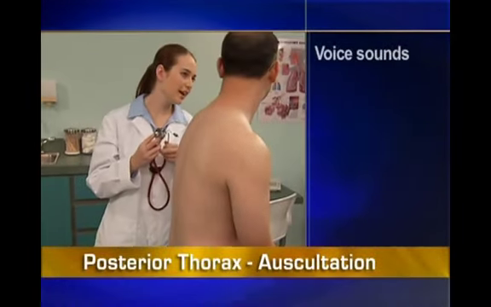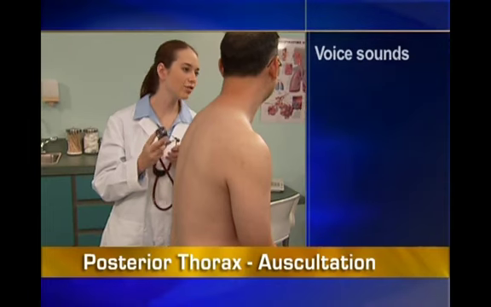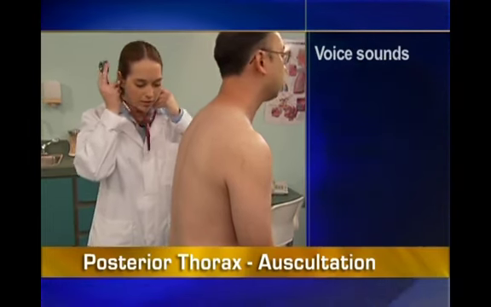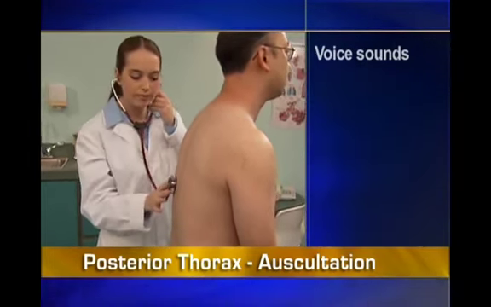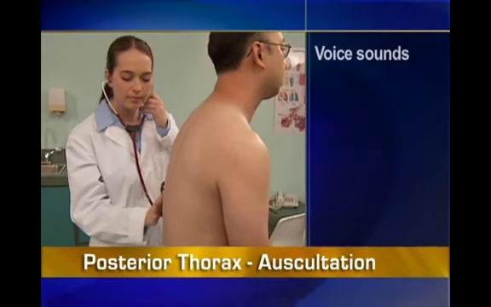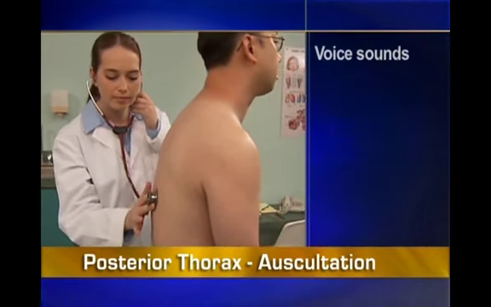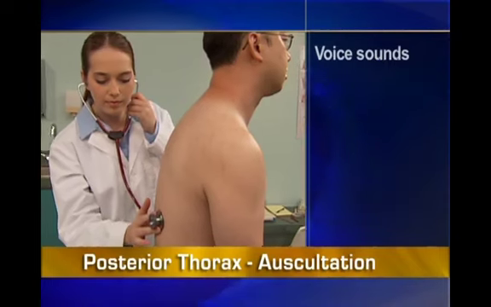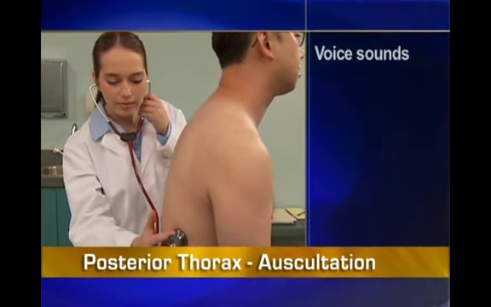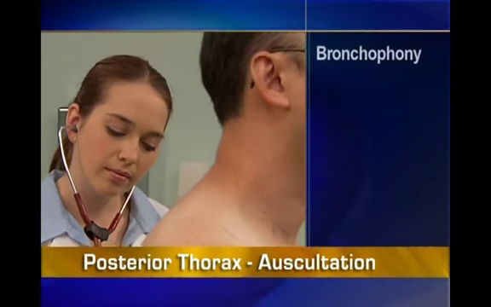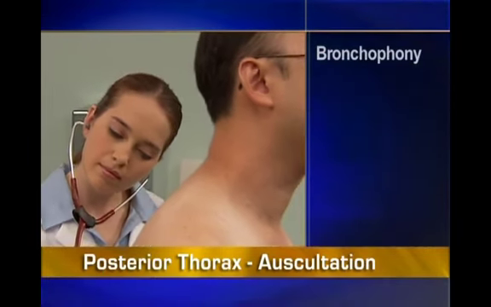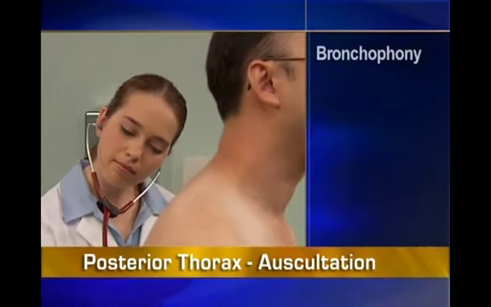Now I'm going to have you say 99 every time my stethoscope touches your back. If you suspect a lung problem, auscultate for voice sounds as the person repeats certain words or sounds. First, 99. Ask him to say 99 as you listen with the diaphragm of the stethoscope. His voice should sound soft, muffled, and indistinct. If you can auscultate the word clearly, bronchophony is present.